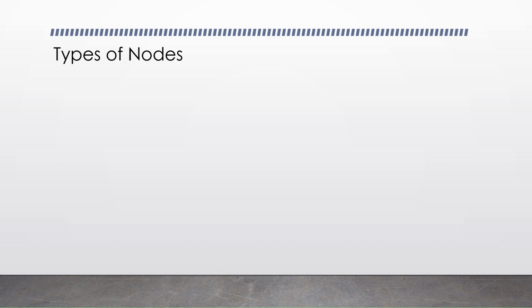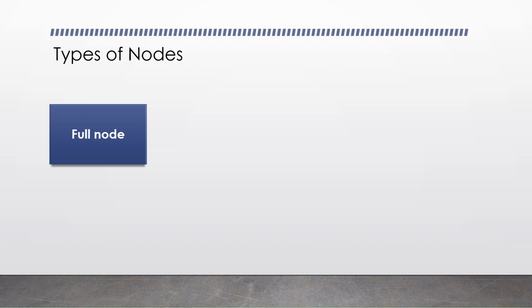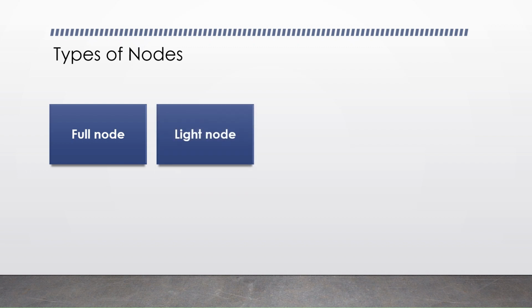So here we go. We need to know that different types of nodes serve different purposes depending on how much data they store and how they participate in consensus, right? So first, there are full nodes. A full node stores the entire blockchain and independently verifies every transaction in every block. And then we have light nodes. Light nodes store only essential data and rely on full nodes for full transaction verification.